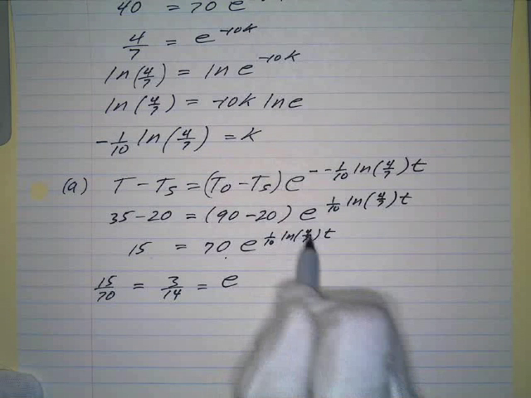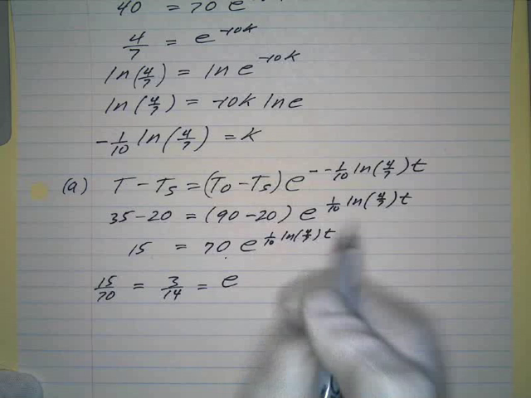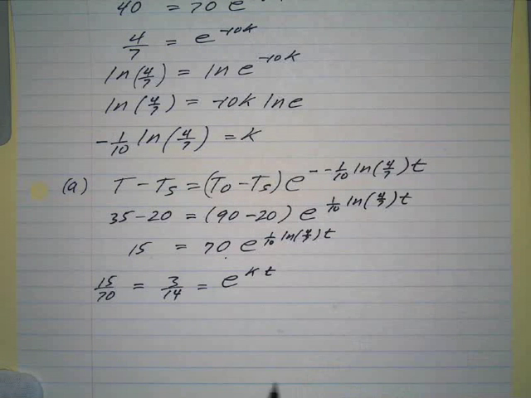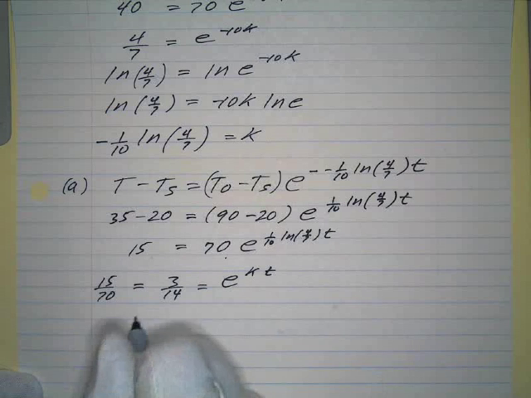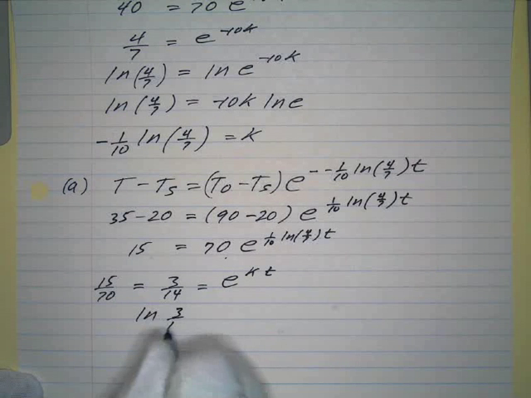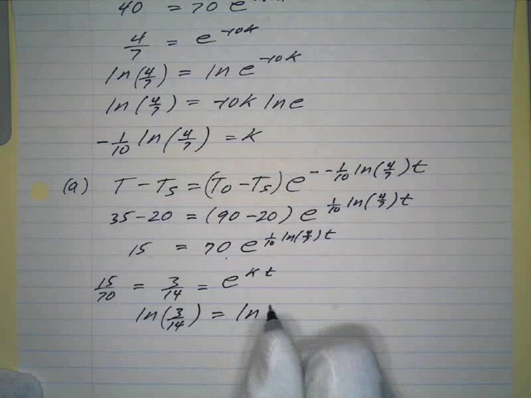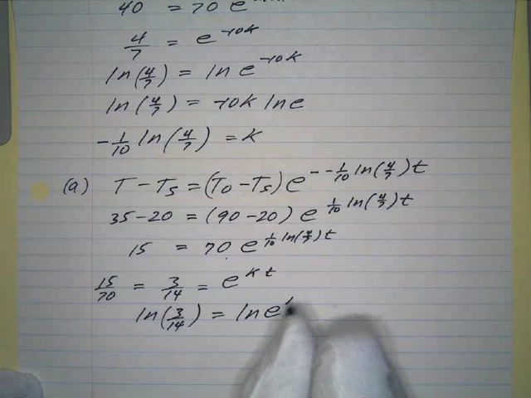And rather than write this out all the time, I'll just call this K for a moment because I'm getting tired of copying it down over and over. I'll put it back in later because I'm going to take the natural log of both sides. So I'll have the natural log of 3 over 14 equals the natural log of e to the KT.